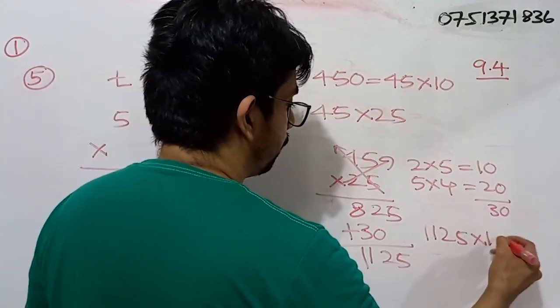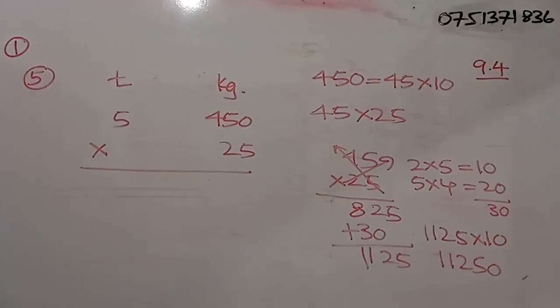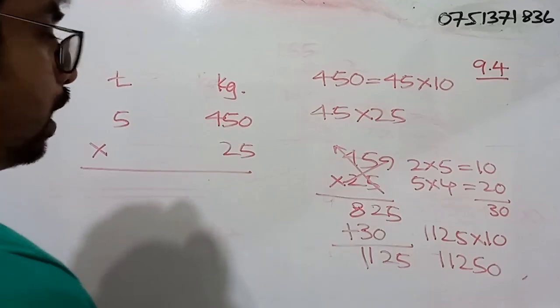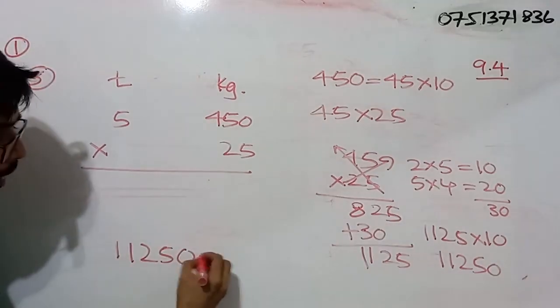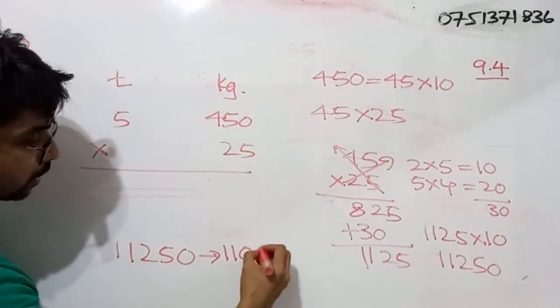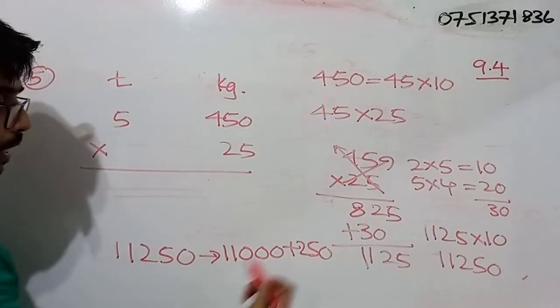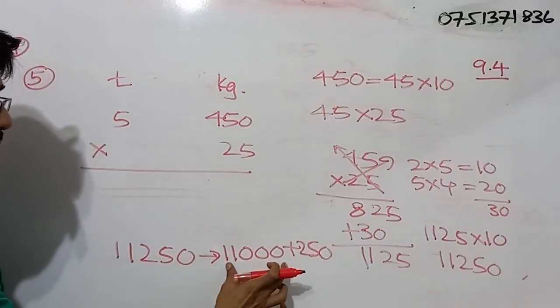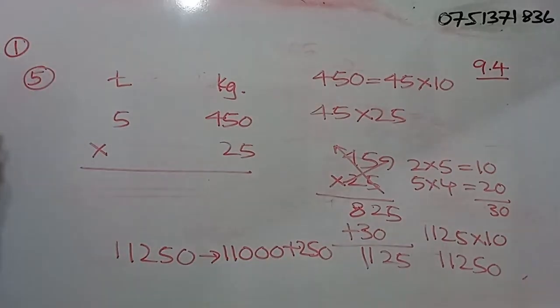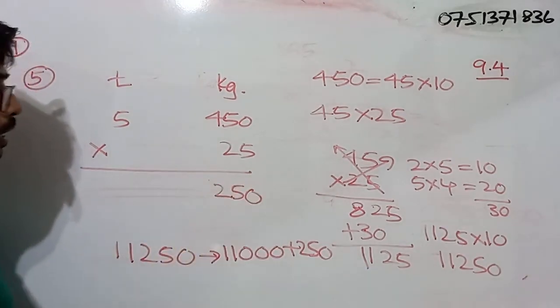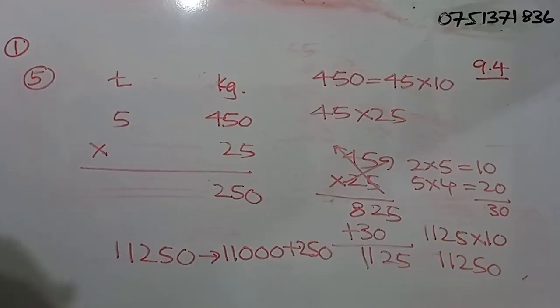1125, we have to multiply that by 10. So we get 11,250. We cannot write 11,250, no? So I can break this into 11,000 and 250. Then all of these are kilograms, no? So I will convert 11,000 into tons. Right?